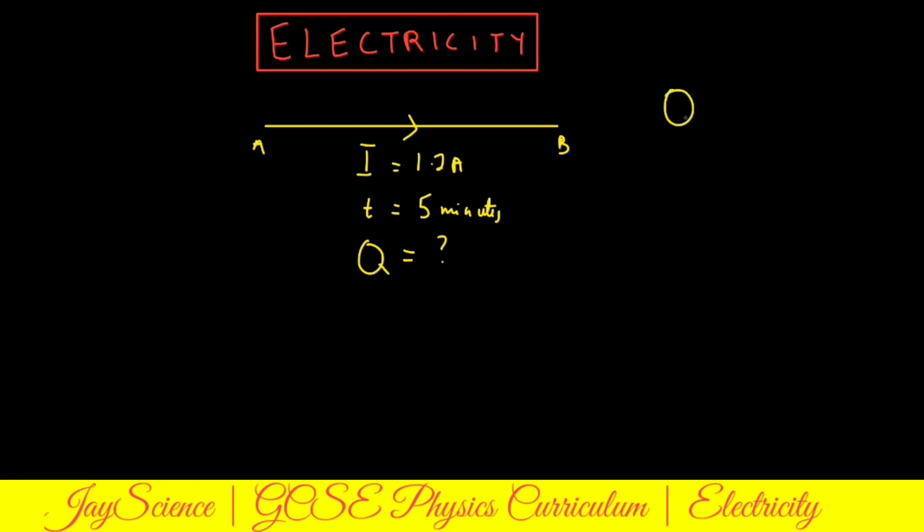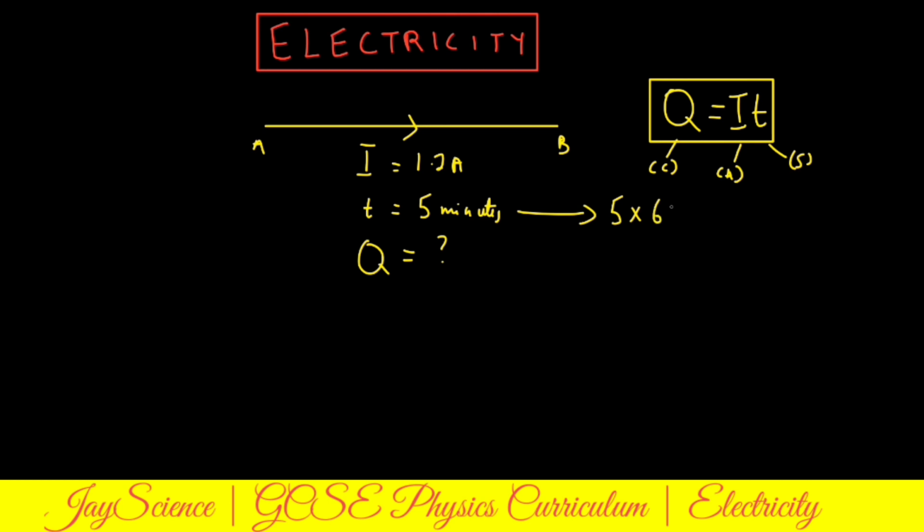So using this equation, Q equals IT, all you have to do is plug in your values, and then you get your answer. The time is measured in seconds. Current is measured in amperes, and quantity of charge is measured in coulombs. So you convert the time to seconds, times 60, that gives you 300 seconds. So Q equals IT, that gives 1.2 amps times 300, that gives 360 coulombs.